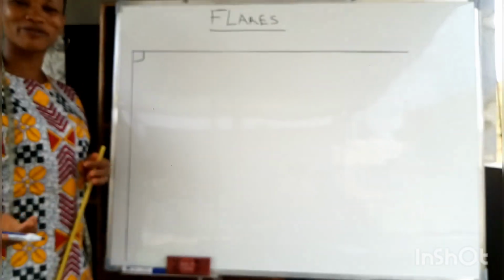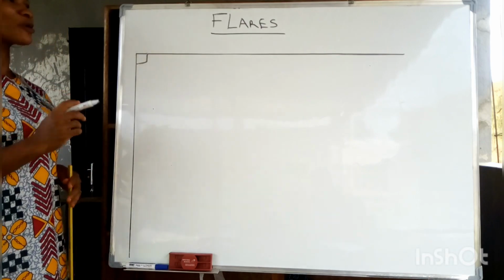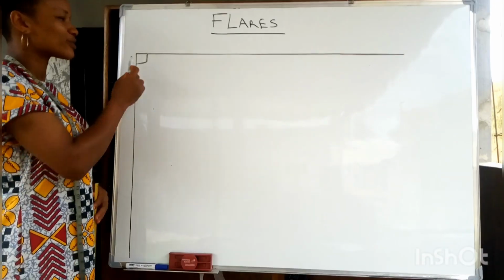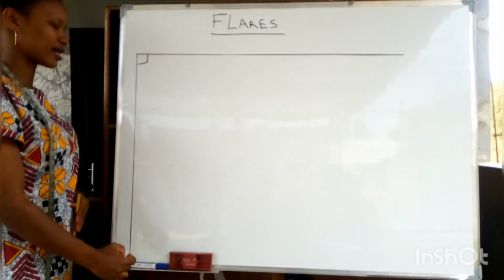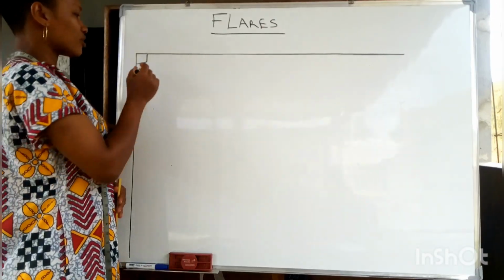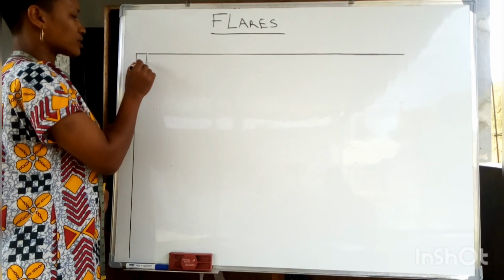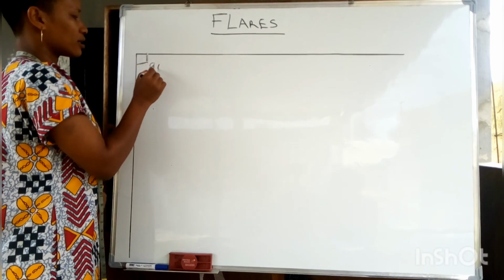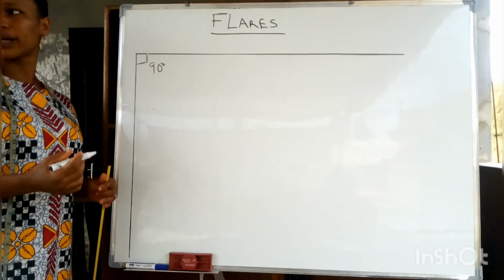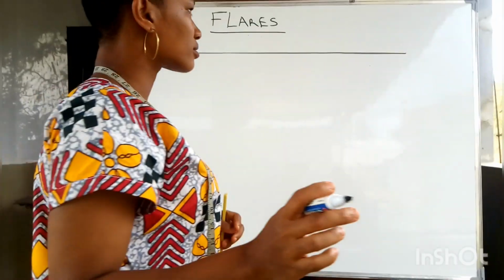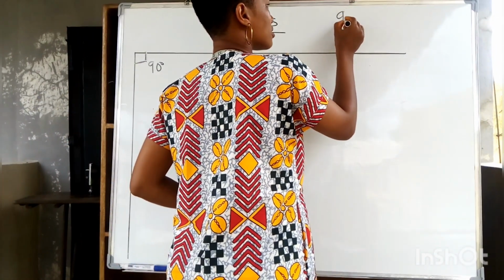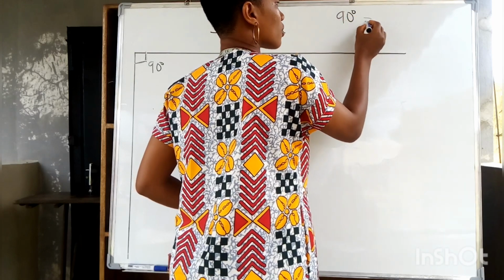In today's class we were discussing the flares and I made it known to them what the flares are. Then I decided to draft perpendicular lines as you've seen on the board with a right angle triangle. From the right angle triangle we all know that it is 90 degrees. I went further to explain to them how to find the 90-degree flare.